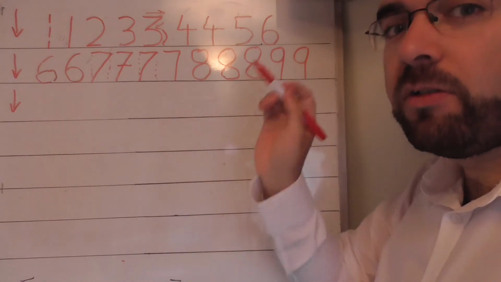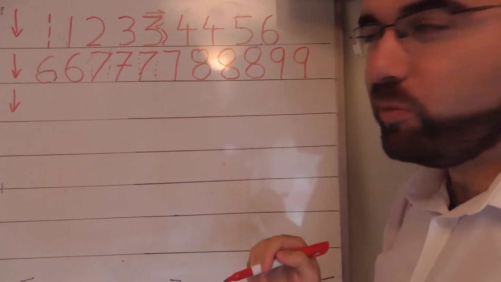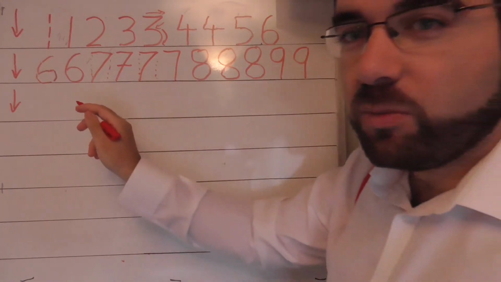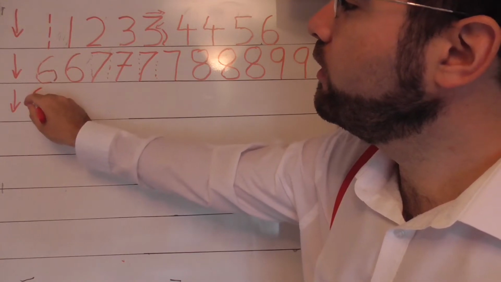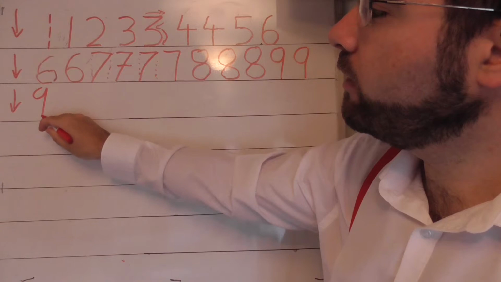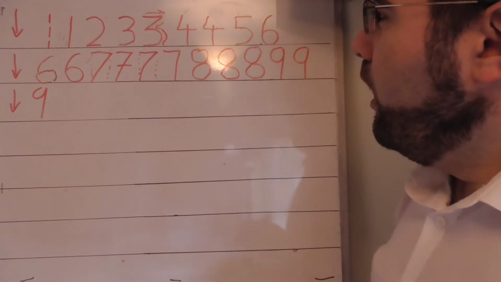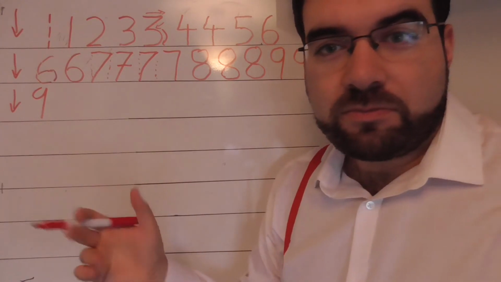One movement. One movement. Let's do that once more. Across and down. Very good. 9. How cool is that? And then a 0. Nice one.